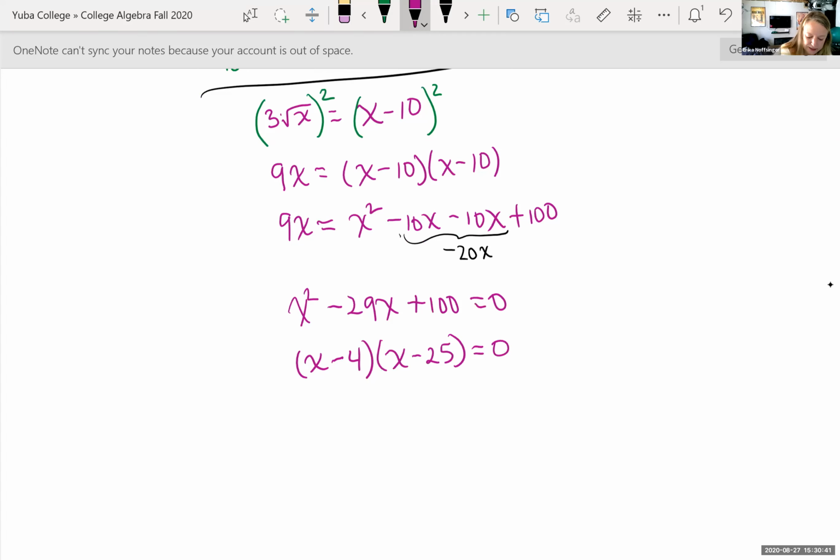So I'm looking at when is x minus 4 equal to 0? I'm sorry, when is x minus 4 equal to 0, which is 4? And when is x minus 25 equal to 0? And that's when x is 25.